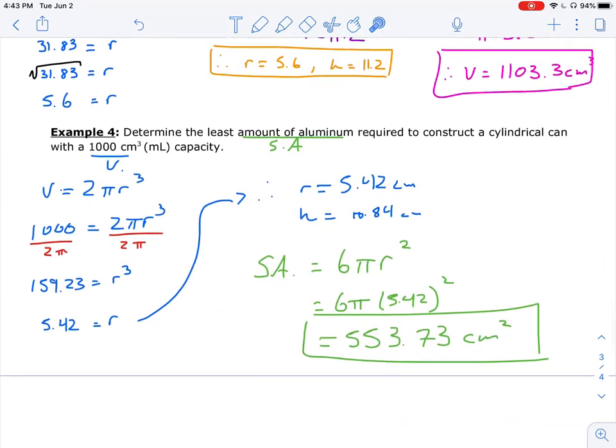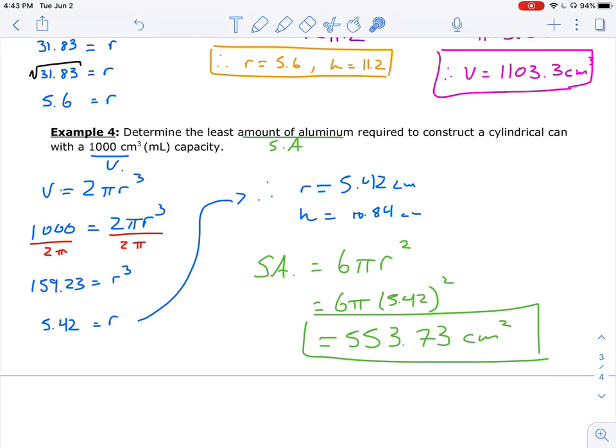Final example, determine the least amount of aluminum, surface area, right, wrapping around something, required to construct a cylindrical can that holds, or with a 1,000 centimeter cubed capacity. So there's our volume, and this was essentially asking us for our surface area. So I'm given the volume, I know my formula to be 2 pi r cubed. I'm trying to find that dimension of r. That's what I can find, right?